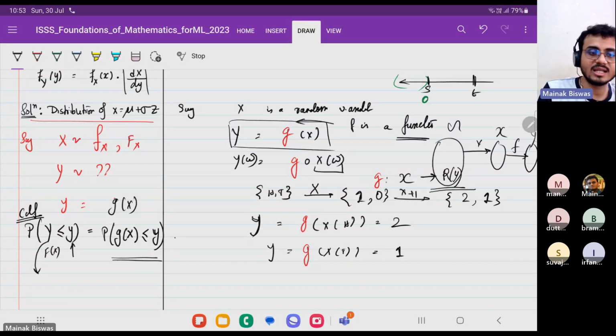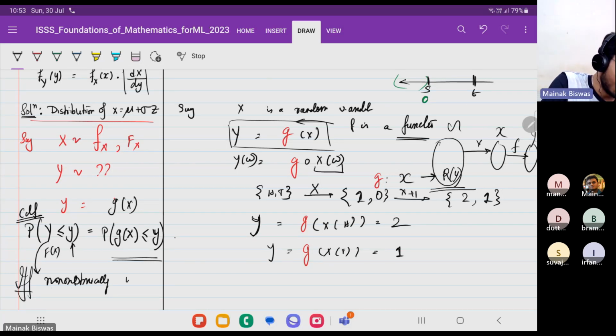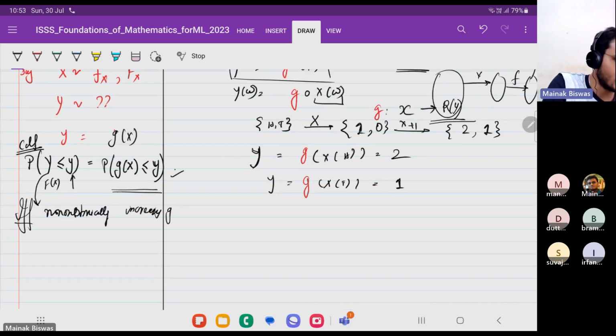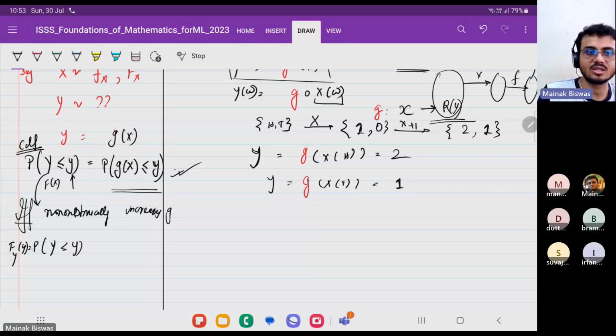But if g is a monotonically increasing function, then you can use one property. If and only if g is monotonically increasing, then only you can use it. Otherwise, we will see how to do this for that case in the next 2 minutes. But if it is monotonically increasing, what can we write? So what is F of y? This definition is a CDF, right? I'm trying to relate F of y and F of x.